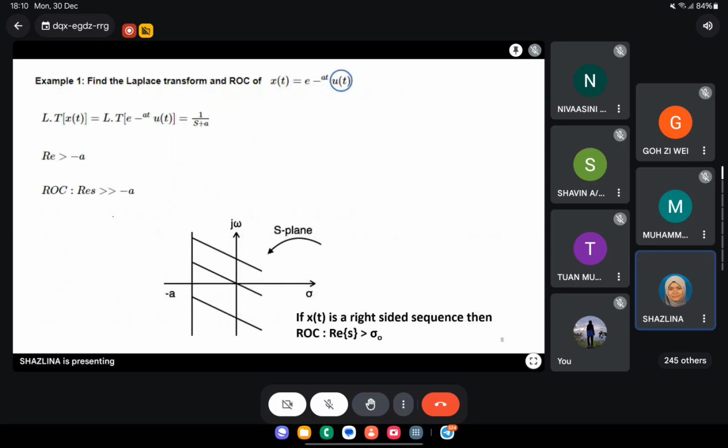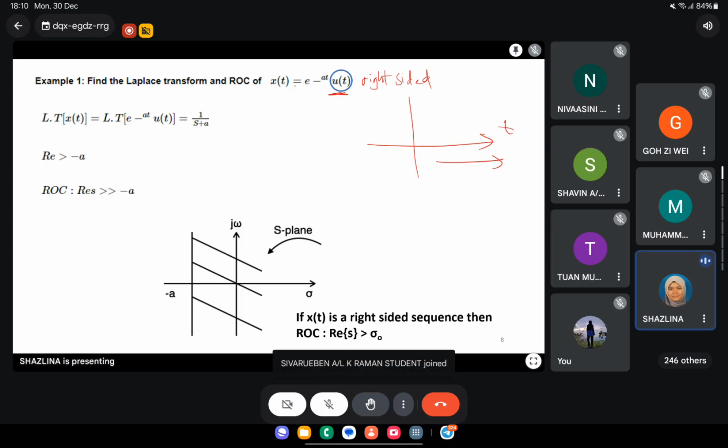So here is an example. Find the Laplace transform and ROC of x(t) equals e to the negative at times u(t). So this is u(t), which is right-sided. You know that t is on the right side, but it's a positive t. So if you do the transform, e to the negative at will become 1 over s plus a.